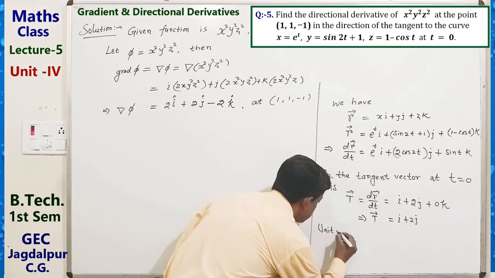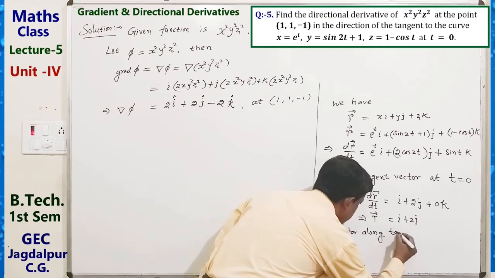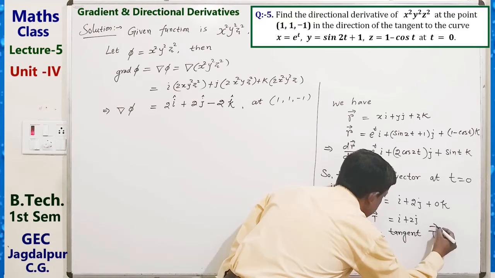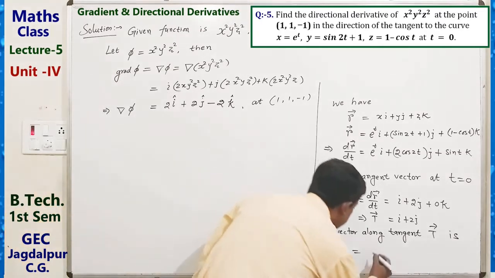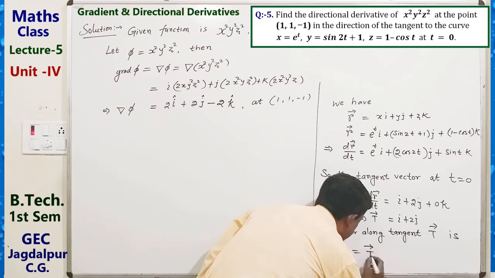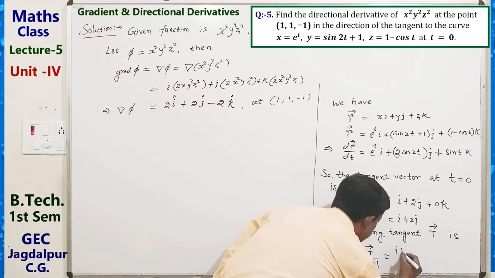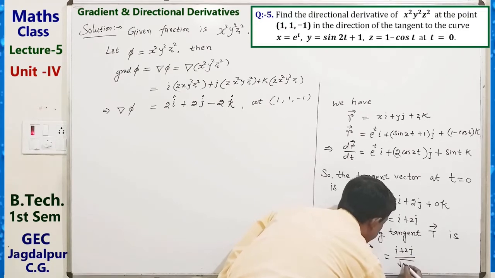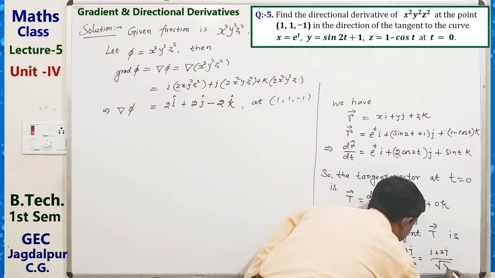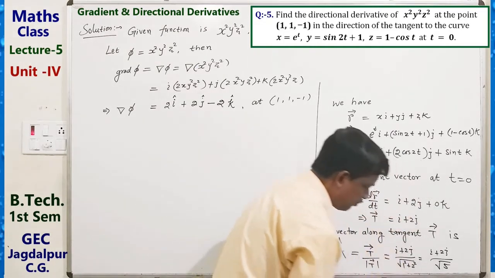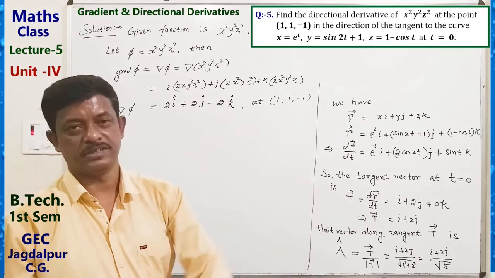The unit vector along the tangent T is A cap equals vector T upon modulus of T, that is i plus 2j upon root of 1 square plus 2 square, which is i plus 2j upon root of 5. Okay, so A cap is this and del phi is this.